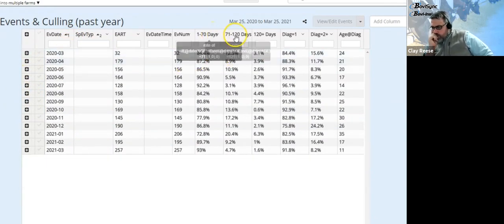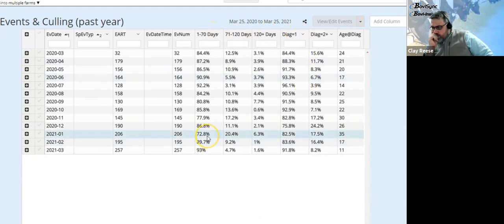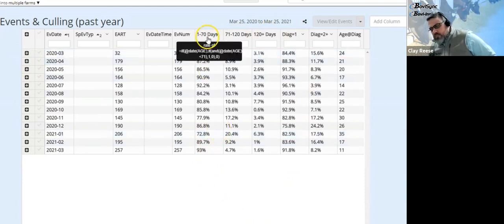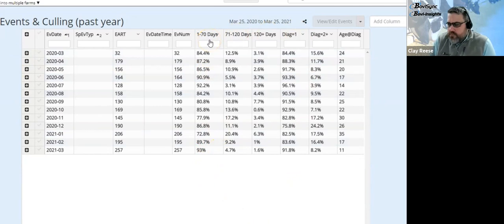And each of these columns, we can then know what percent of these events are occurring within the time frames that are stated: 1 to 70 days, 71 to 120, 120 plus, and whether or not each of these diagnoses that occurred in this month was the first diagnosis for an animal or was a repeat diagnosis. So you can get an idea of whether or not events are getting recorded multiple times and there's an issue with chronic cases, or if it's an issue with new cases.